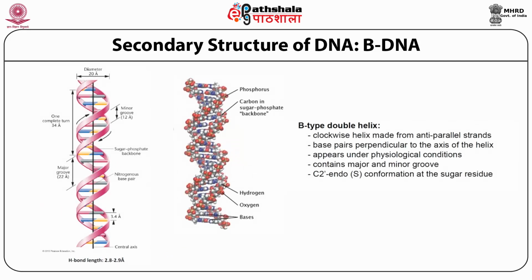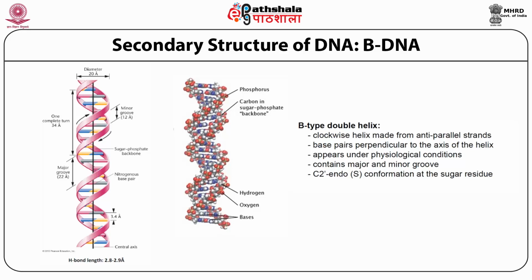The most prevalent secondary structure of DNA that we see in nature under any physiological condition is B-DNA. B-DNA is a double helix, a clockwise helix made from anti-parallel strands. That means one strand is going 5 to 3, the other strand is going 3 to 5, and in between the base pairing happens. As we know, the phosphate and sugar are exposed outside, and the bases are in the interior of the DNA, so that they mostly keep water molecules at bay.